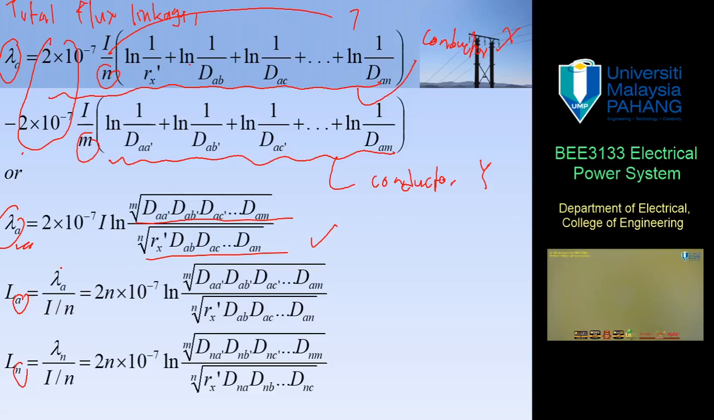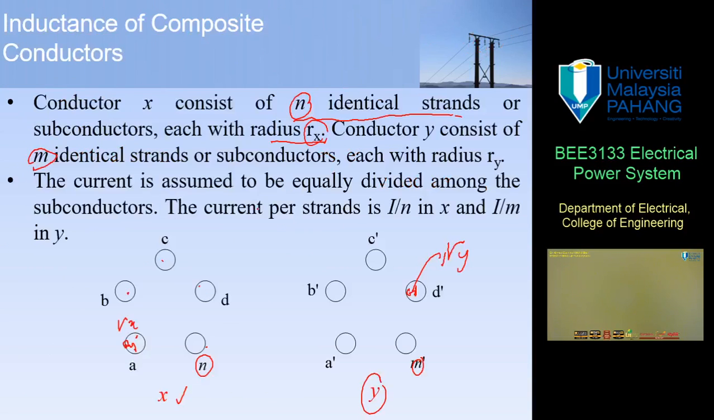You are going to divide it. Okay, divide it, lambda A divided by I over N. Okay. Also, I forgot to explain here. So the current, sorry, I missed this. The current is assumed to be equally divided among the subconductors.